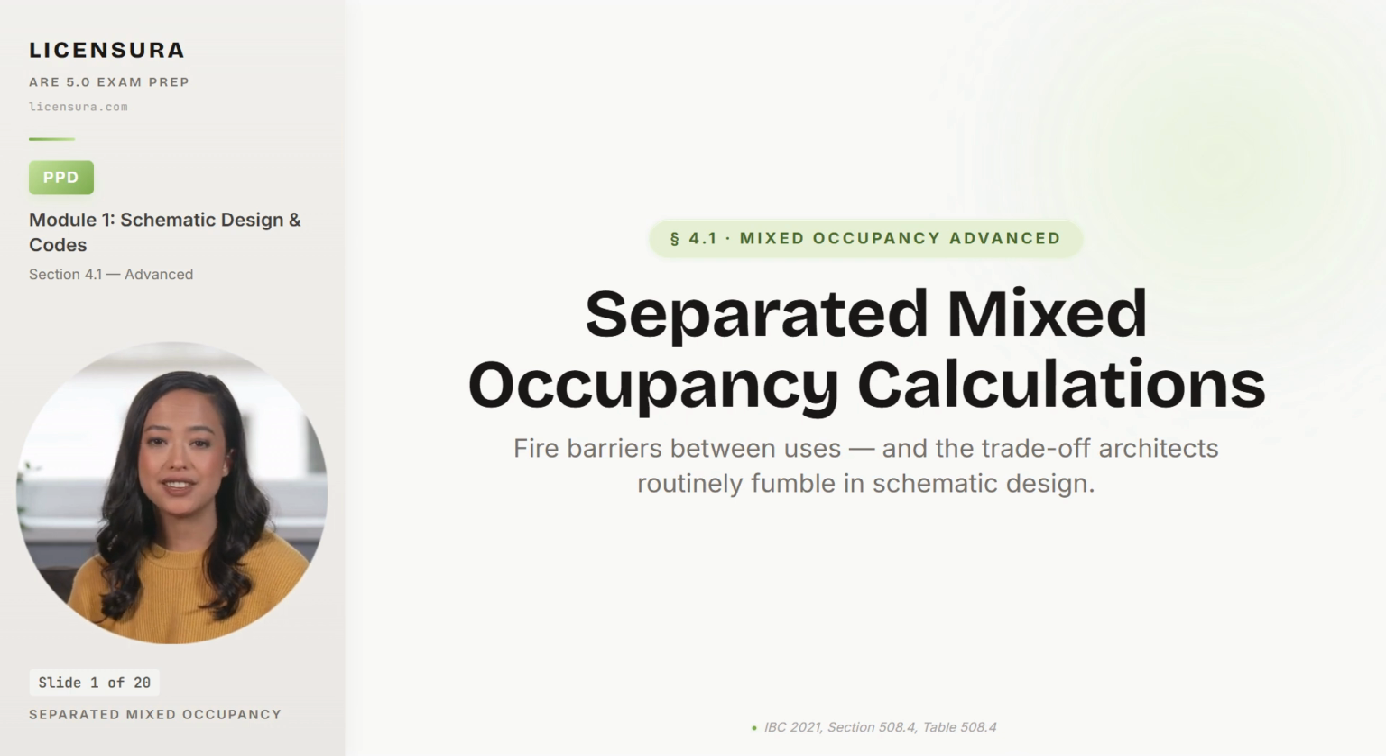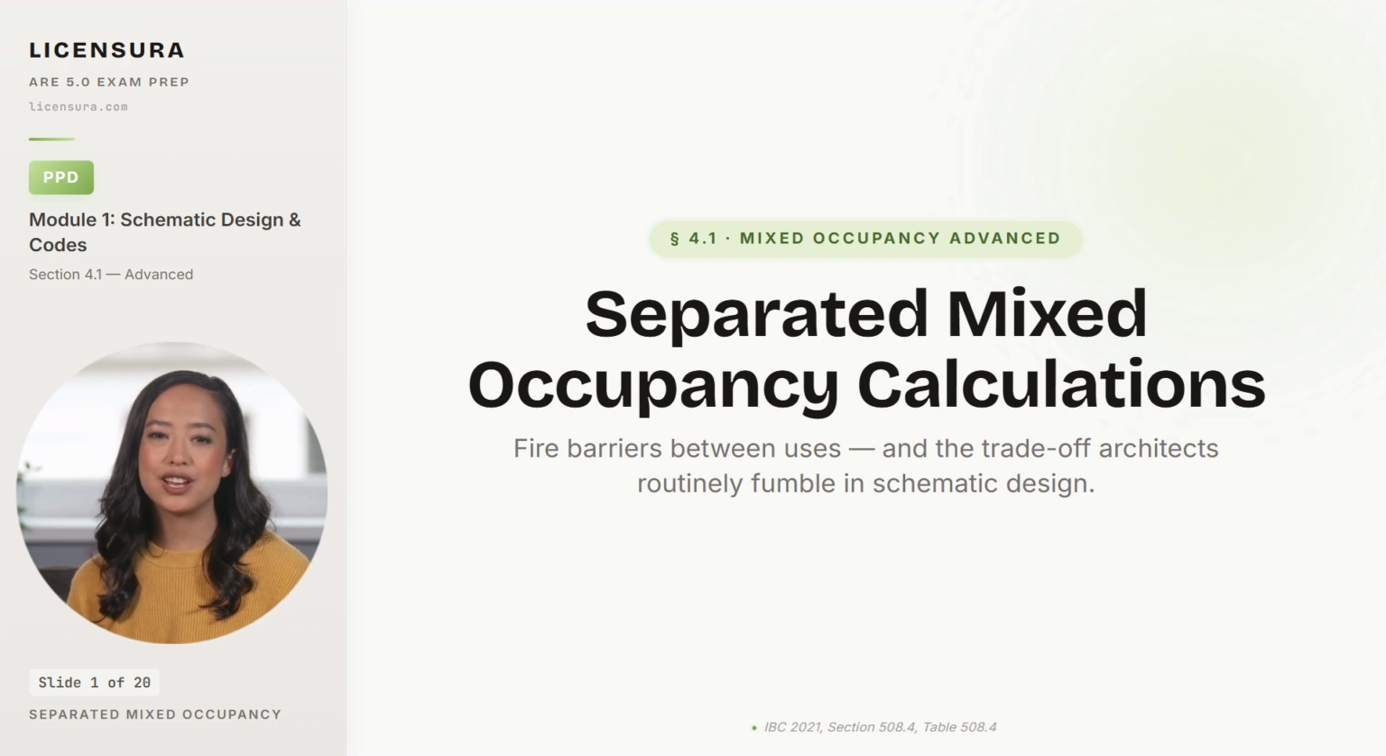Separated mixed occupancy is the alternative. You place a fire barrier between the uses, and each portion is evaluated independently against its own height and area limits under Section 508.4. The trade is real. You buy back the looser limits on each portion, but you pay in fire resistance rated construction and continuous detailing through the barrier. The IBC tests this by handing you two adjacent occupancies and asking what hours of rating belong between them.